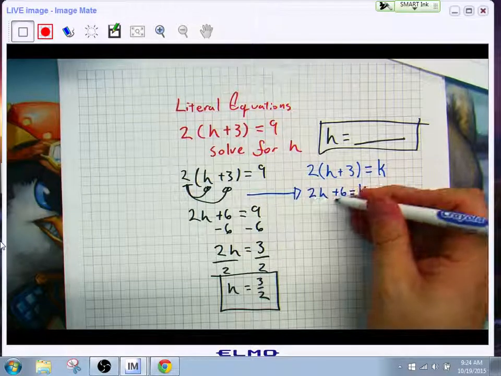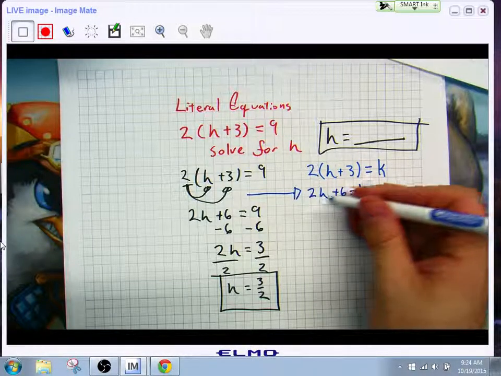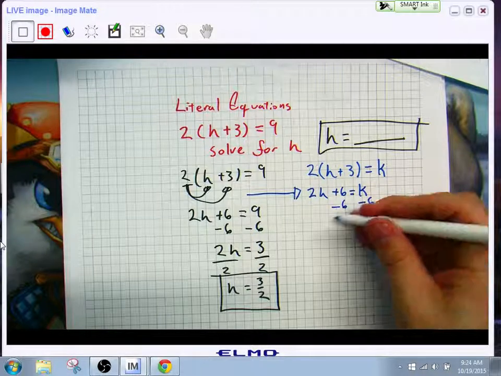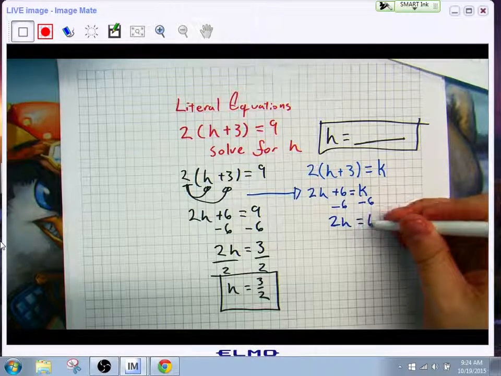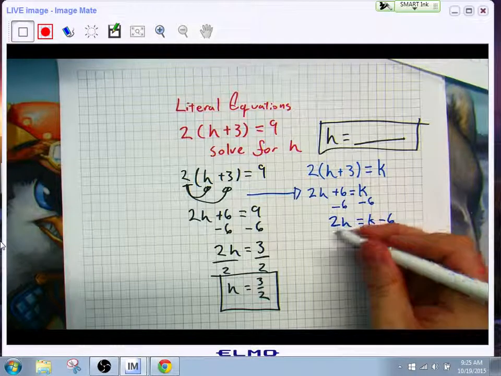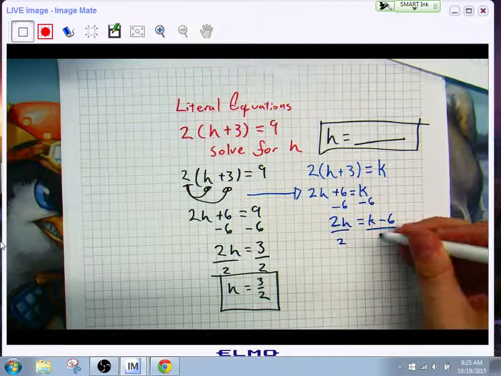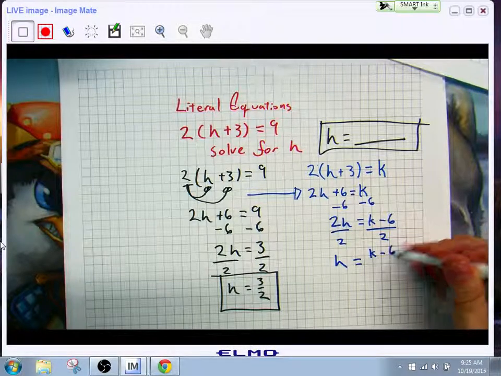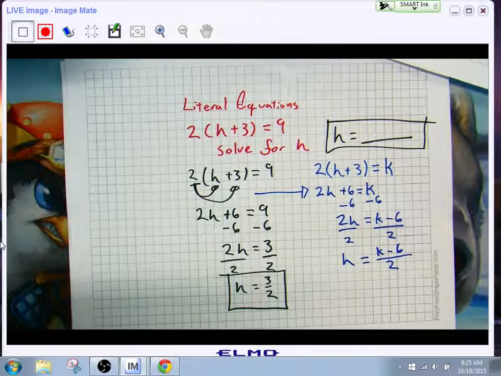Now I want to get h by itself, so I'm going to isolate that term by subtracting our constant term, by subtracting 6. I end up with 2h equals k minus 6. And then finally, isolate the variable by dividing by 2. I get h equals k minus 6 all over 2.